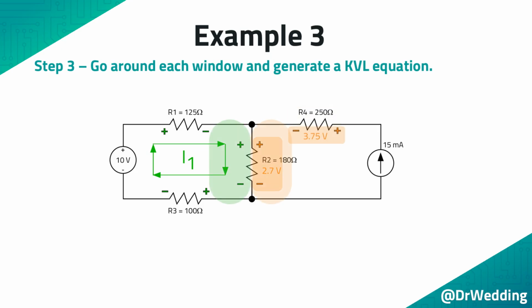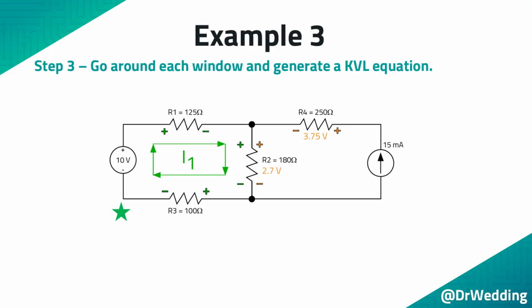The resistor R2 has two voltages across it, one generated by I1 and one generated by I2. The sum of these two voltages is the total voltage across R2. Because you know I2 is 15 milliamps, you know the voltage due to I2 is 2.7 volts. You only have one unknown current, so you only need one equation.